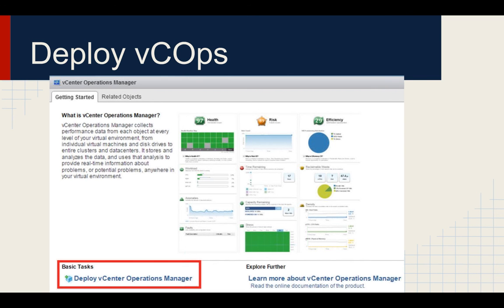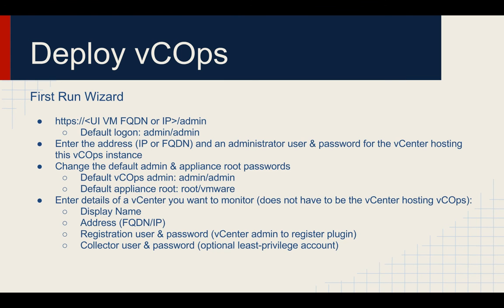If we click that link off of the web client home screen, we'll get to this screen with a task to deploy vCOps, and then it'll start by asking you for your My VMware credentials to verify that you're authorized to go get it. It will download it and then just take you through the normal OVF and OVA appliance deployment process. Once you get the appliance or the vApp deployed, there's a first run wizard where you have to provide some data.